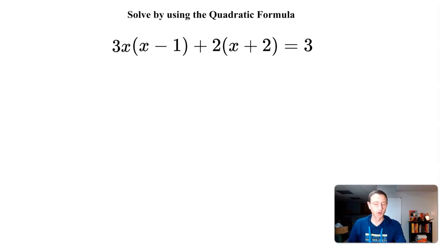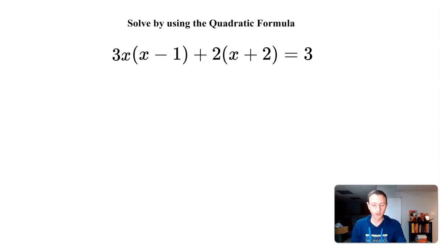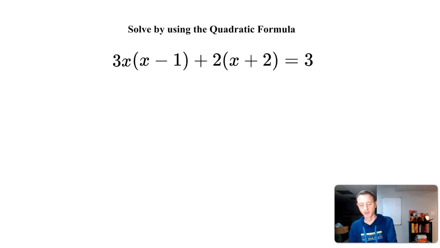Today we're going to be taking a look at the quadratic formula. So we want to solve this by using the quadratic formula. But in order to use the quadratic formula, we need it in the form of ax squared plus bx plus c equal to 0. So we need that form. Right now on the surface of this, we don't have that. We have 3x times x minus 1 plus 2 times x plus 2 equals 3. So I'm nowhere close to that form.